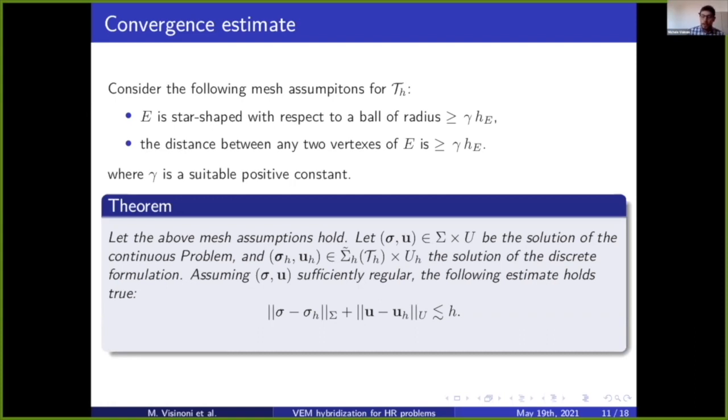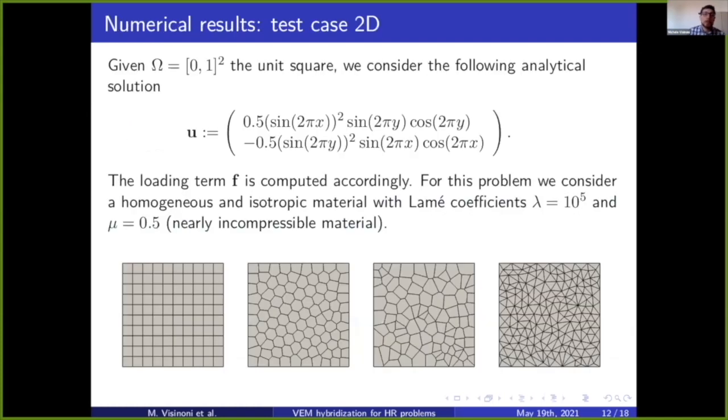And now we move to the numerical results. We consider both the two- and three-dimensional cases. For the 2D problem, we consider omega the unit square. This is the solution, and this is the loading term, which can be computed accordingly from the solution. For the 2D problem, we consider nearly incompressible material, where lambda is bigger than 1. And these are the 4 meshes that we consider.